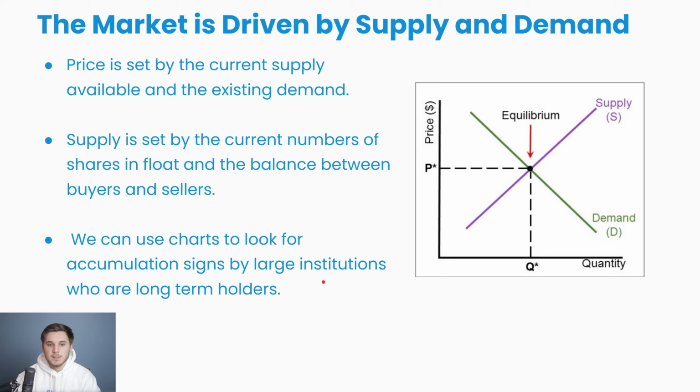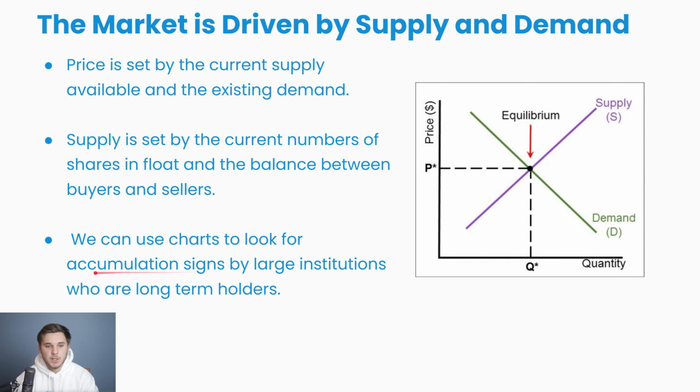And this is important here because these institutions will absorb that supply, gradually amass their positions, and basically that means there's less supply available for other participants, which means increased demand can rapidly increase the stock's price, which is when we want to get involved in the stock.